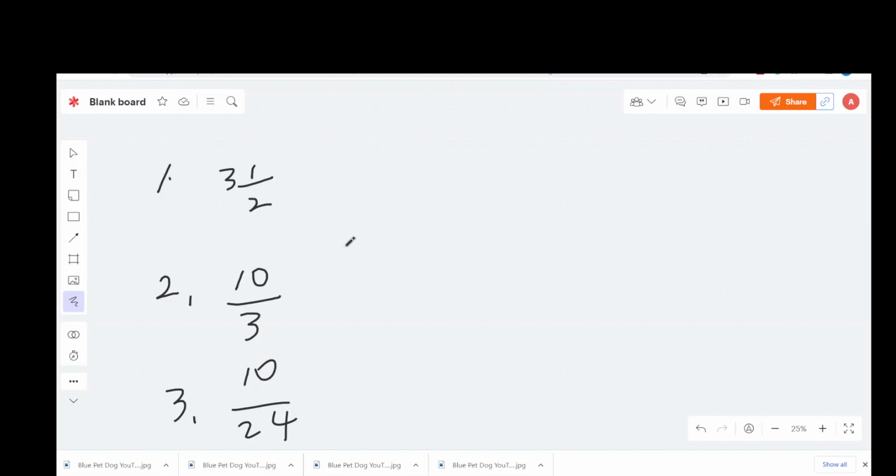Okay, now we do calculation about the fraction. This one is a mixture fraction, so we change to improper fraction. Let's do this equal 3 times 2 plus 1 over 2. Okay, here 3 times 2 is 6, 6 plus 1 is 7. And this one we change from improper fraction to mixture fraction.